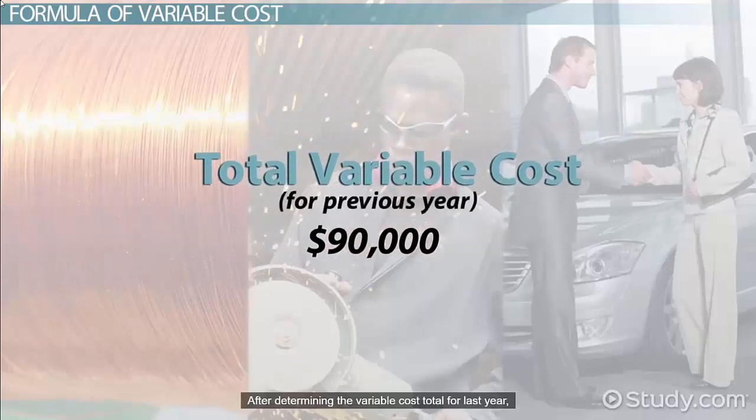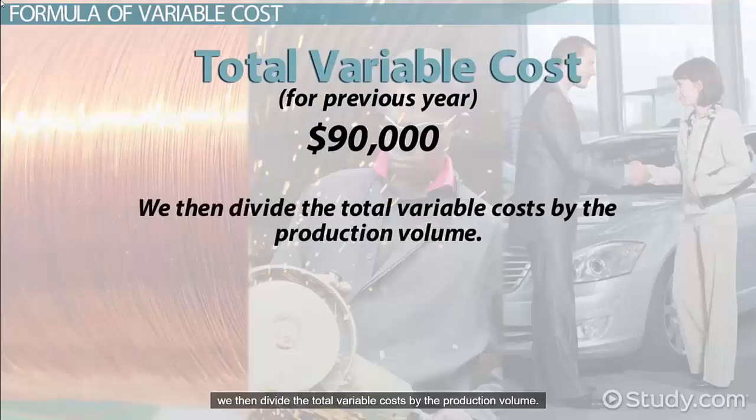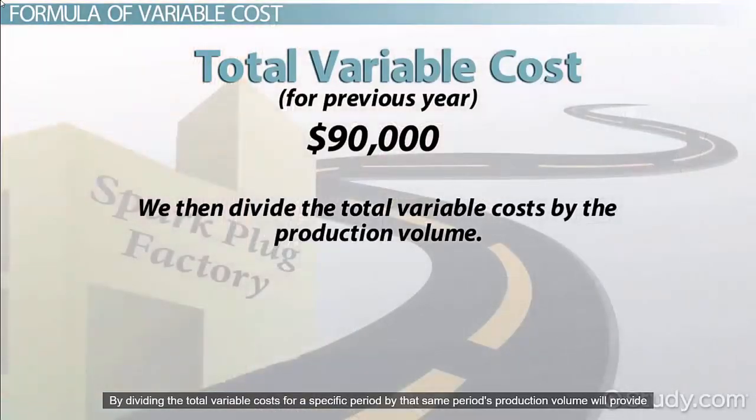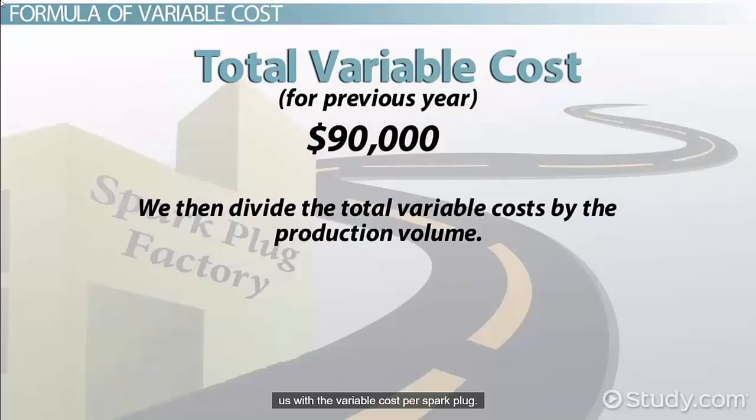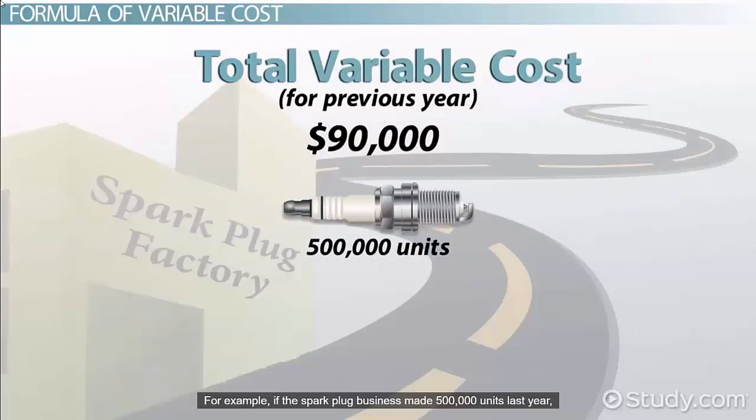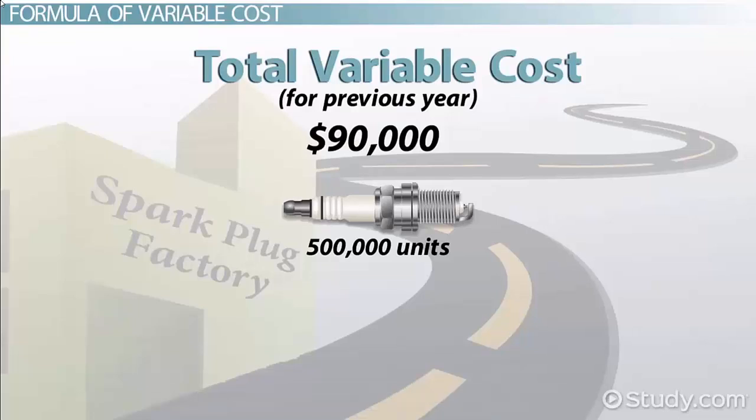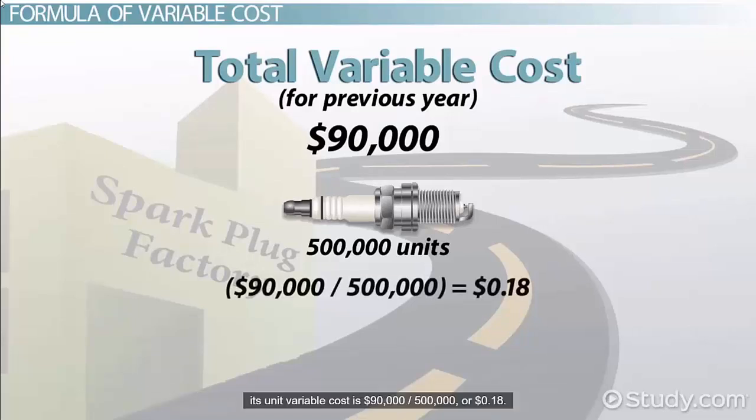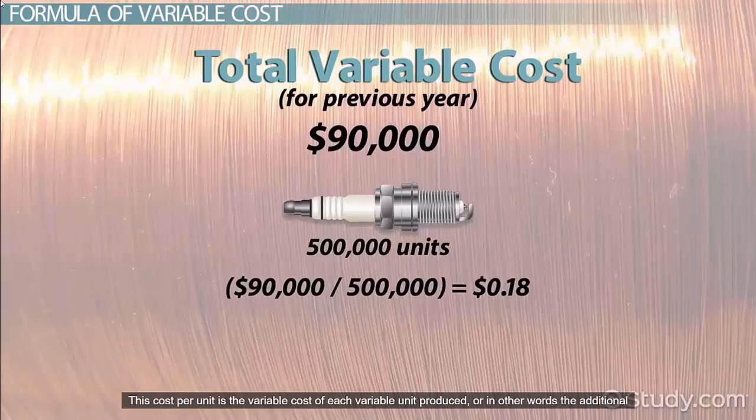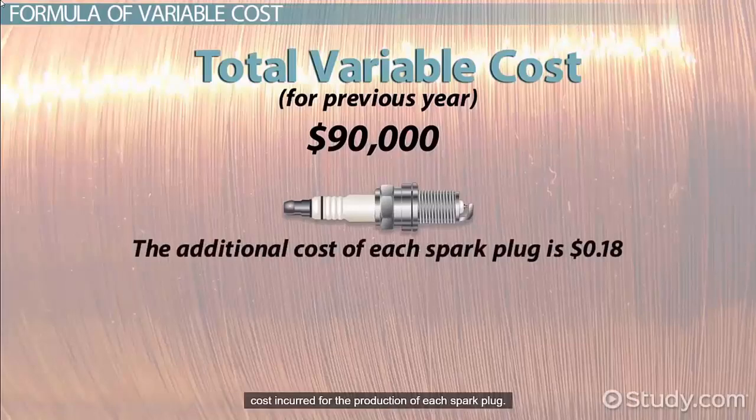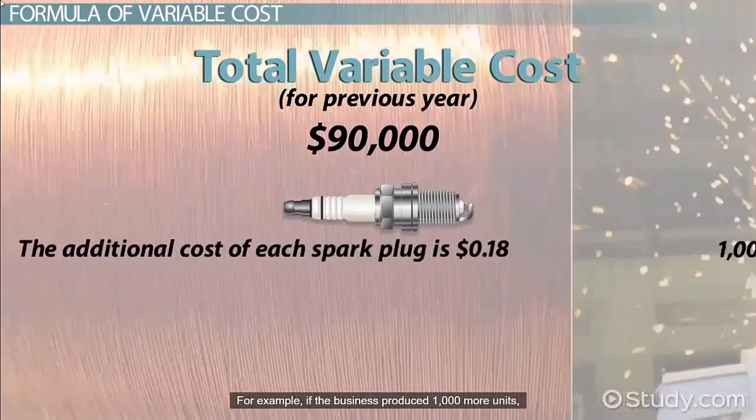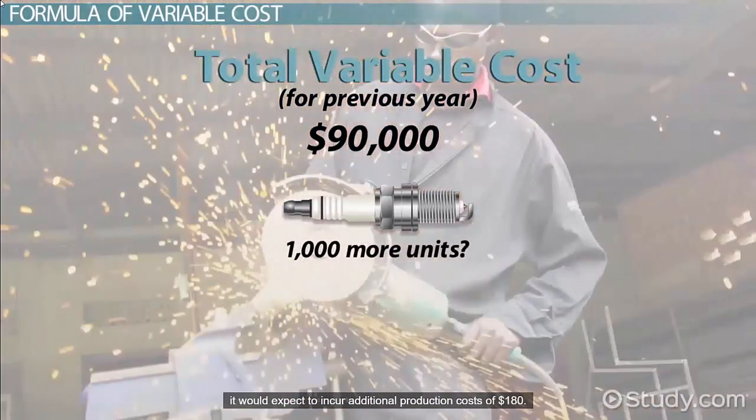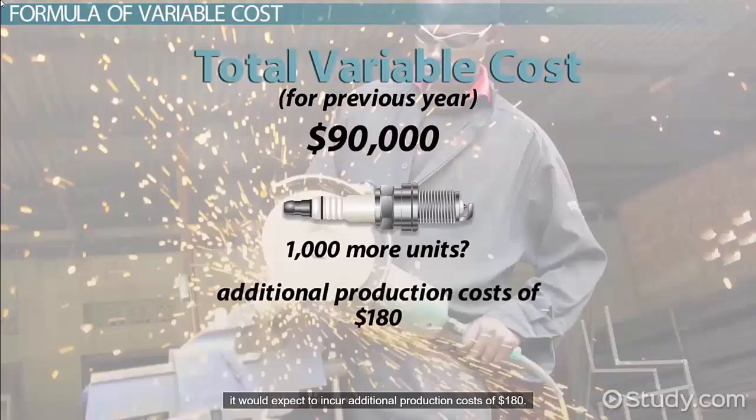After determining the variable cost total for last year, we then divide the total variable costs by the production volume. Dividing the total variable costs for a specific period by that same period's production volume will provide us with the variable cost per spark plug. For example, if the spark plug business made 500,000 units last year, its unit variable cost is $90,000 divided by 500,000, or 18 cents. This cost per unit is the variable cost of each unit produced, or in other words, the additional cost incurred for the production of each spark plug. For example, if the business produced 1,000 more units, it would expect to incur additional production costs of $180.